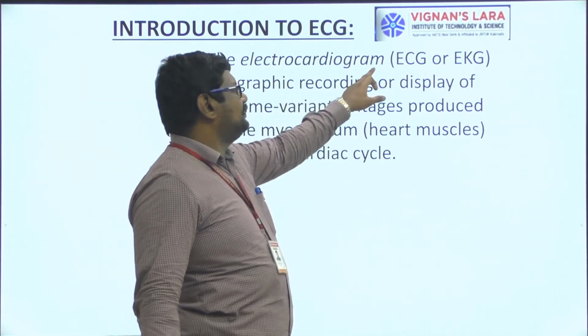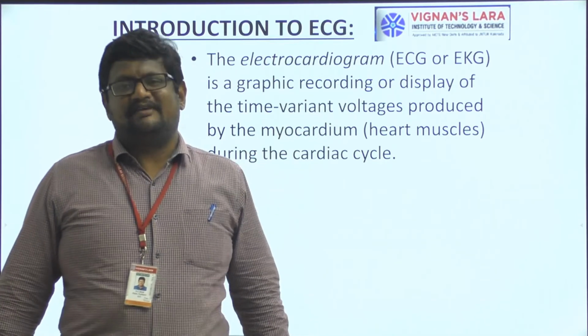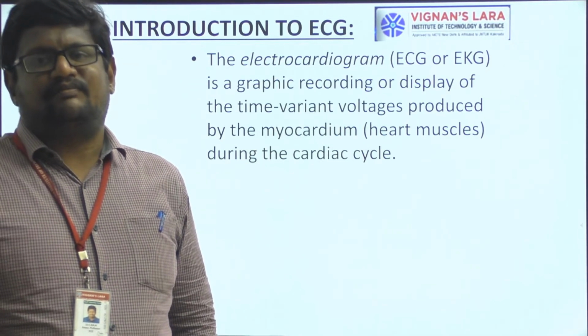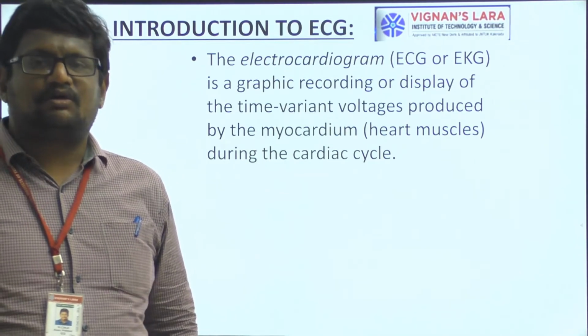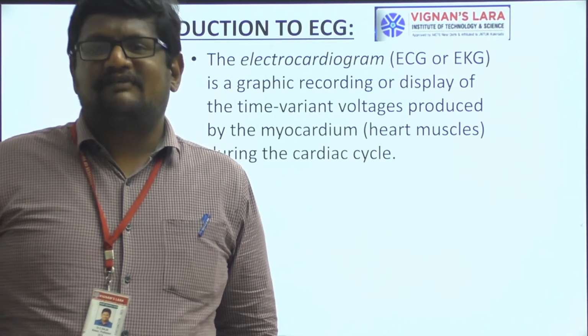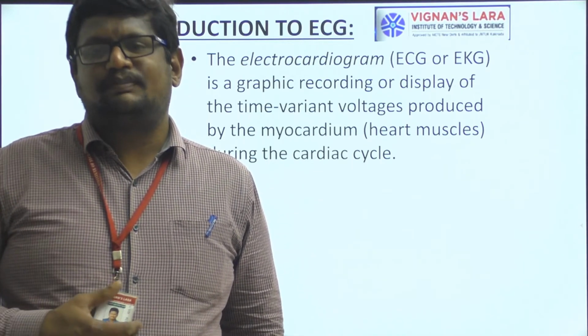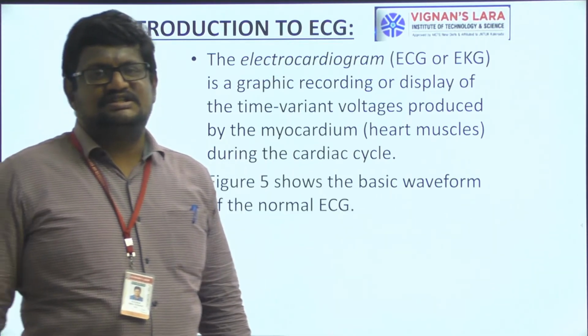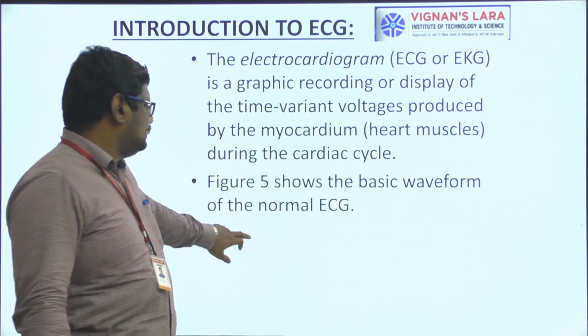What is the gram? Electrocardiogram, electrocardiograph. Two things are there. Electrocardiogram represents the waveform. Whatever waveform that is developed, that is called the electrocardiogram. What is the electrocardiograph? Electrocardiograph represents the equipment that is used to pick up the ECG. Figure 5 shows the basic waveform of a normal ECG. A normal ECG waveform is shown here.